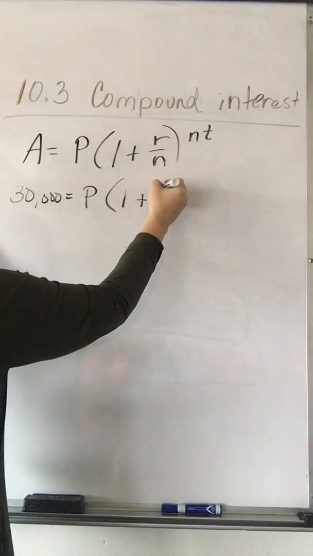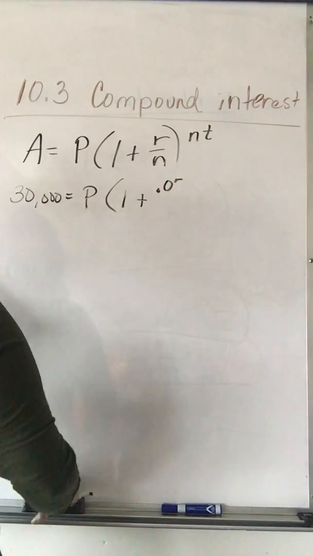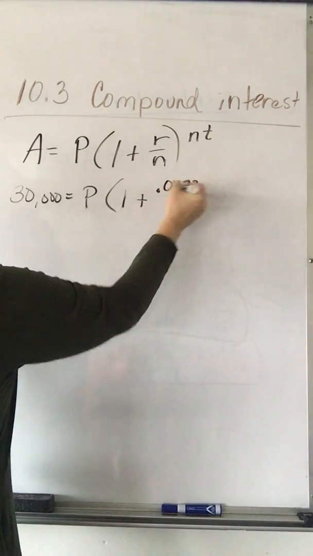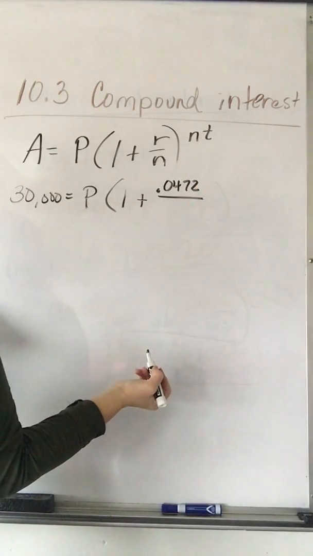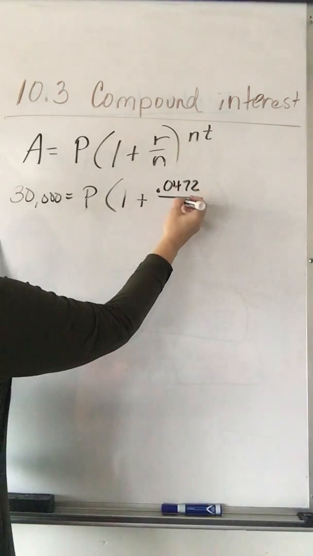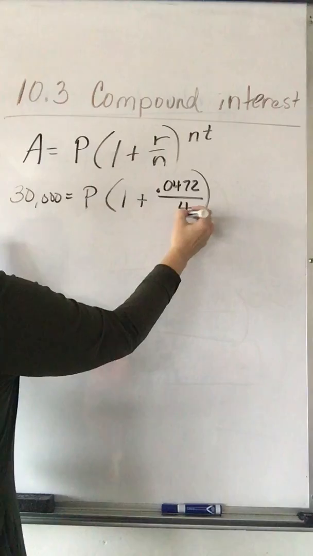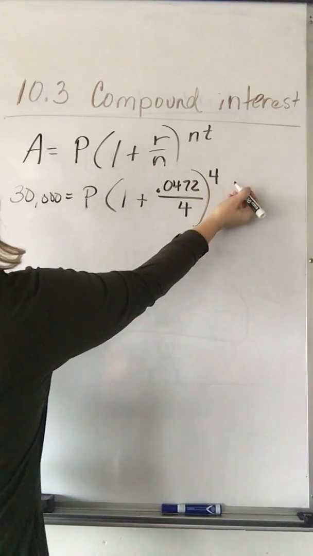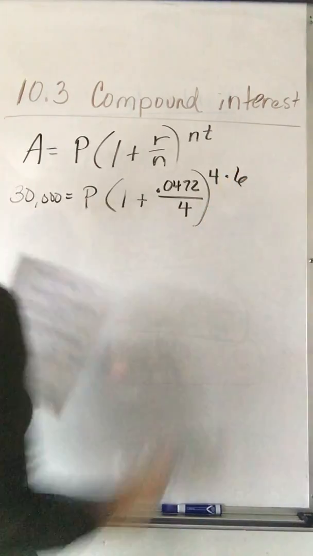It gave us 4.72%, so we change that to a decimal anytime we put it in the formula by going two places to the left. And then it's compounded quarterly, which we know means a 4 for the n value. When it says quarterly, put in a 4. And then 6 years, we've got to work on this.